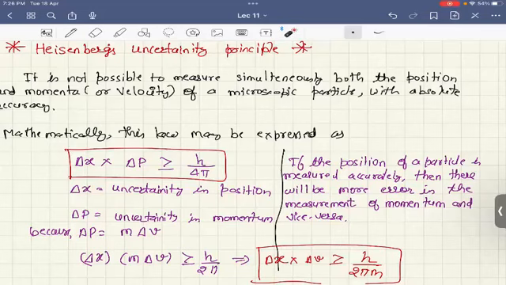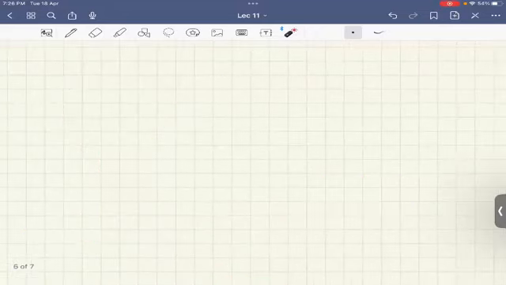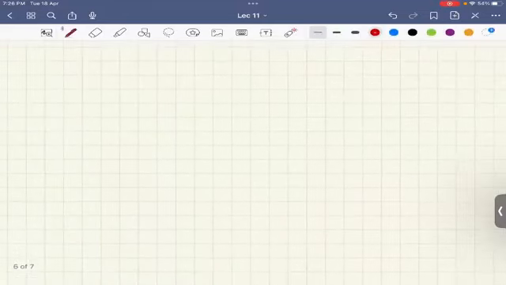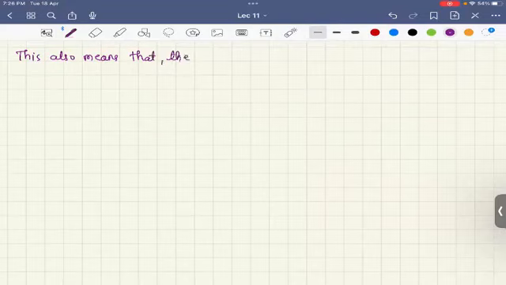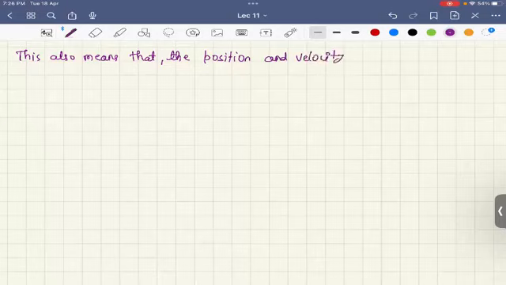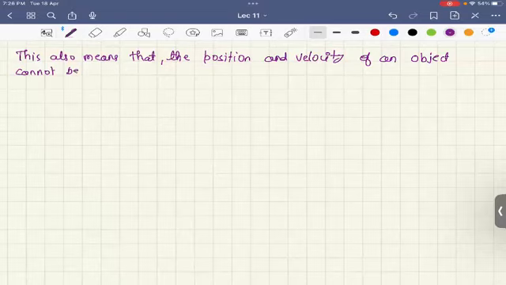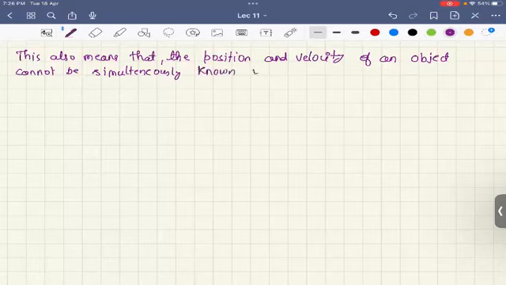So this also means that the position and velocity of an object cannot be simultaneously known with accuracy. This is true only for the subatomic particles, right? This also means that the position and velocity of an object cannot be simultaneously known with accuracy.